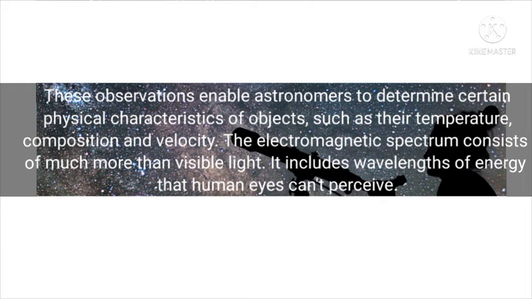So we are all wondering, why do we have to learn the electromagnetic spectrum? It is important because by this observation, it enables astronomers, not just astronomers but also future investigators, especially in photography, to determine certain physical characteristics of objects such as their temperature, composition, and velocity. The electromagnetic spectrum consists of much more than visible light. It includes wavelengths of energy that human eyes cannot perceive.